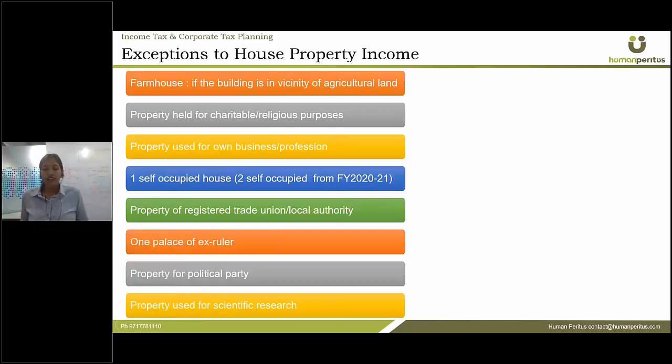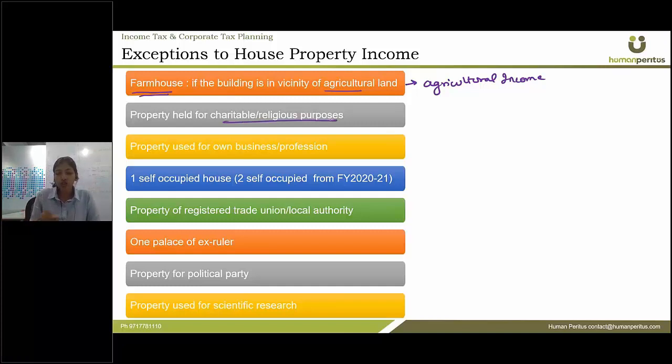Now there are certain exceptions where the income you are receiving, even though it is from the property, will not be considered income from house property. What are these cases? If the income is from a farmhouse, that is a building in the vicinity of agricultural land. When we did agricultural income, I told you this point: even if it is a farmhouse in the vicinity of agricultural land, it would be considered agricultural income. This is agricultural income which is exempt from taxation, right? So this is not considered house property income.